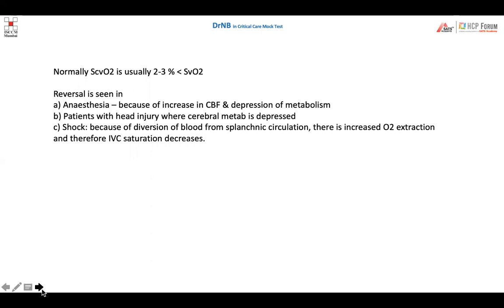And in cases of shock, when there is a diversion of blood from the splanchnic circulation and there is increased oxygen extraction, that is the reason the IVC saturation also decreases, and eventually the mixed venous oxygen saturation will be lower than the central venous oxygen saturation.